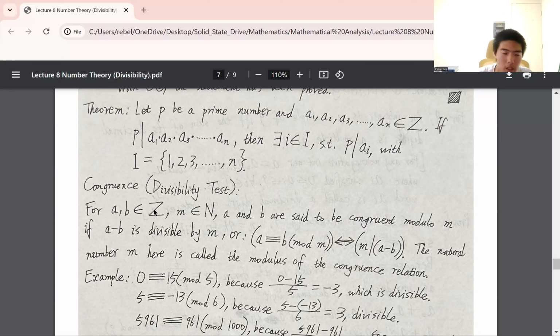So for integers A and B, and n is not only an integer but a natural number, a positive integer, A and B are said to be congruent modulo n if A minus B is divisible by n. We can write in this form, and this indicates that n divides A minus B. So for some intuitive thinking, we can see some examples below.